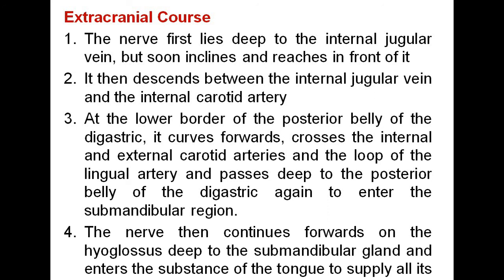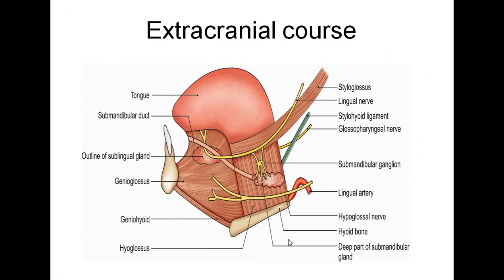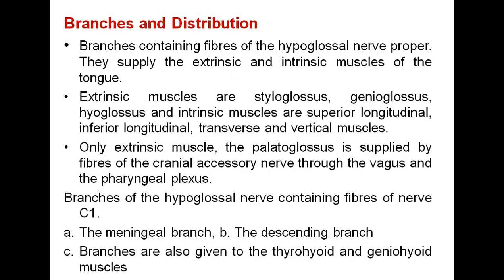It passes deep to the posterior belly of the digastric muscle to enter the submandibular region. The nerve then continues forward on the hyoglossus muscle, deep to the submandibular gland, and enters the substance of the tongue. Here it passes forward on the hyoglossus muscle. So this hypoglossal nerve crosses the loop formed by the lingual artery, runs forward on the hyoglossus, and enters the tongue to supply the intrinsic as well as the extrinsic muscles of the tongue, excluding palatoglossus.